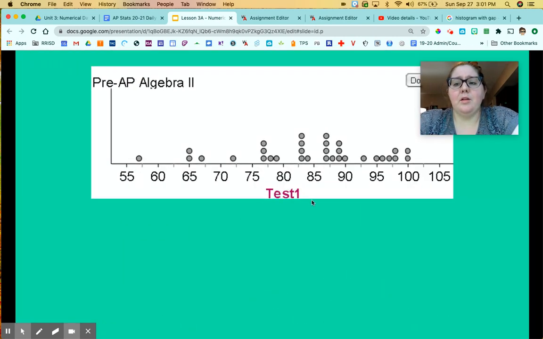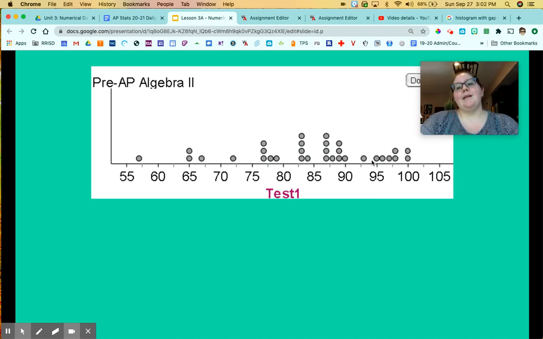So let's look a little bit closer at a histogram and how it's made. This is a set of pre-AP Algebra 2 test scores from many, many years ago. I just keep using the same graphs every year. This is a dot plot of that data. So we can see that we had one person who made like a 54, and then we got a lot of people in this 70 to 80 to low 90 range. And we have a few people up in the higher 90s to 100.